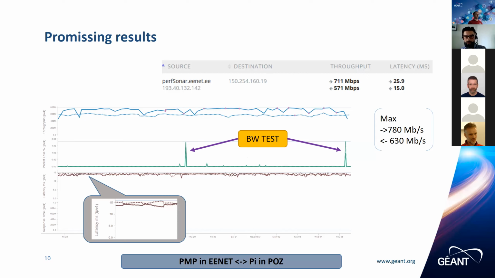Here is an example of tests between Estonia and the Raspberry Pi I had in Poznan, running both bandwidth and latency tests. Here is a graph. You can clearly see when the bandwidth tests were run, because those spikes mean some packet loss on the latency and loss measurements. I was able to generate roughly 800 megabits per second outgoing from the Pi, and coming to it about 630 megabits per second.